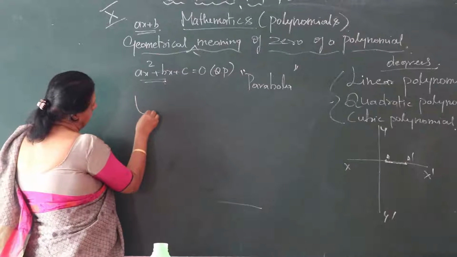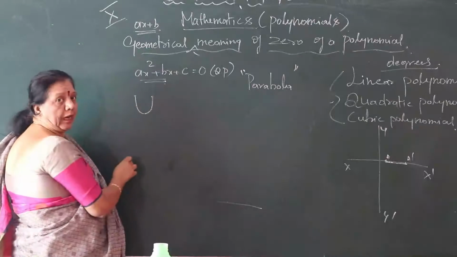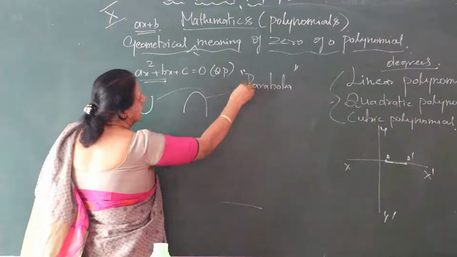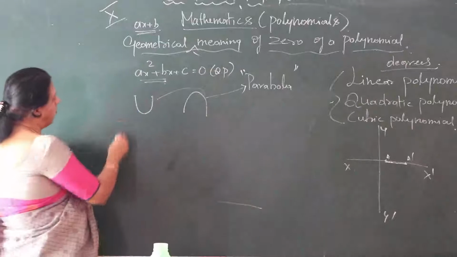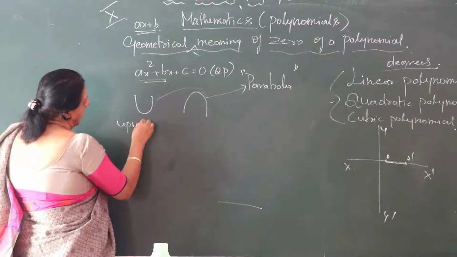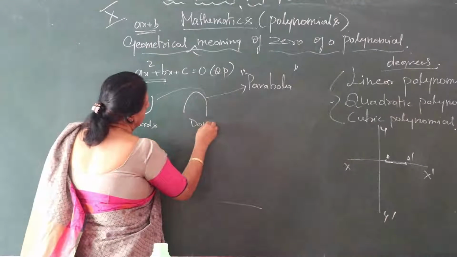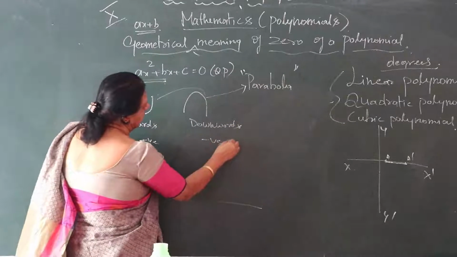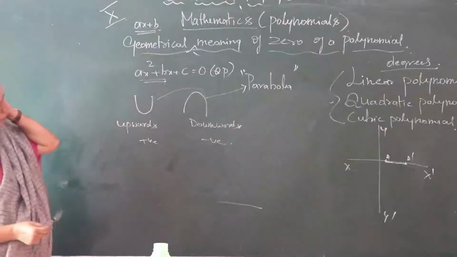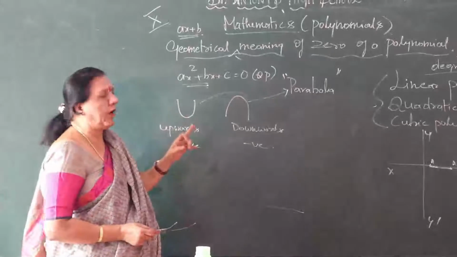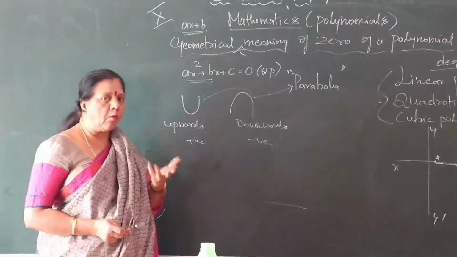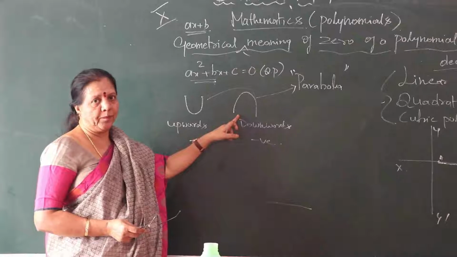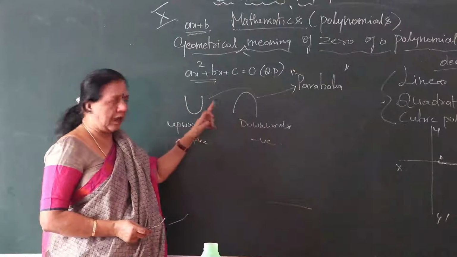One is U shape. Another one is reverse of U shape. These two we call parabola. This is upwards. This is downwards. Another graph. This is positive. This is negative. Got it, children? This is a quadratic polynomial. For this quadratic polynomial, we are getting a parabola. Parabola is nothing but a curve in U shape and reverse U shape. That I will show you now.